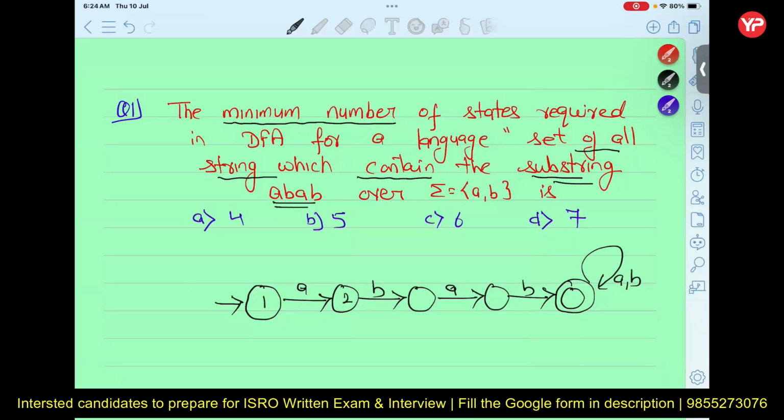Now, my string starts with A. It may also start with B, with any number of Bs. Then B, A, fine. Now it may be the case that at state 2, any number of As may be present. Now at state 3, if B comes, what do I have to do? If B came, again I have to start, because it is not acceptable. A, B, B. So if the new B came, I have to start again from the beginning of the string.